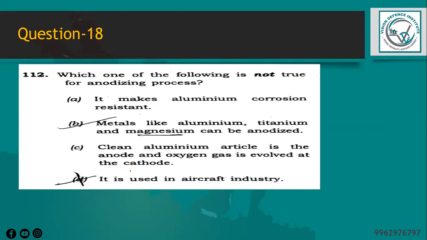The next question is, which one of the following is not true for anodizing processes? Because we know that in the anodizing process, this aluminum article is made the anode and oxygen is evolved at the anode itself, not at the cathode. So the cathode will be made of an inert material like lead and carbon. So here the option will be C, that is, clean aluminum article is the anode and oxygen gas is evolved at the cathode. This is not true for the anodizing processes. Remaining everything is true.